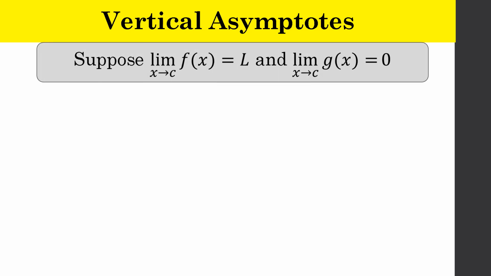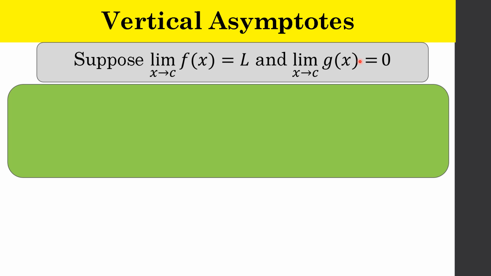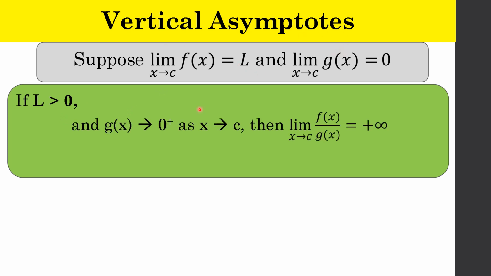We have theorem under vertical asymptotes. Suppose the limit of f of x as x approaches c is equal to L, and limit of g of x as x approaches c is equal to 0. We have, unang condition, kung yung limit natin is mas mataas sa 0, if your L is greater than 0, and g of x approaches 0 positive as x approaches c, then we can say that the limit of f of x over g of x as x approaches c is equal to positive infinity.